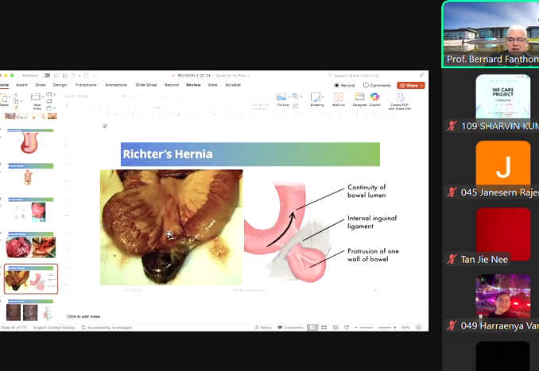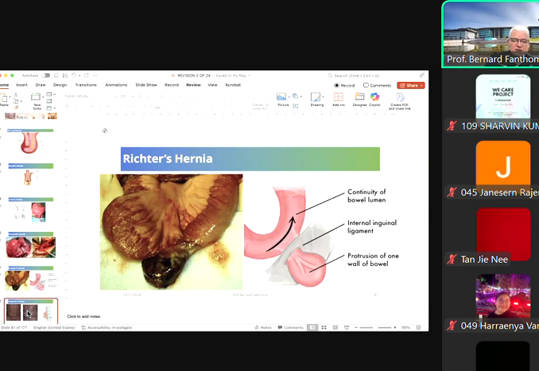In Richter's hernia, only part of the wall of the intestine is involved. So usually we see it in femoral hernia, where part of the gut has come out and the lumen remains intact. So here the patient can have strangulation but no obstruction. Because of this unique feature, it sometimes crops up as an MCQ: which hernia is one where strangulation is possible without obstruction? Most of the time, obstruction will accompany the strangulation.